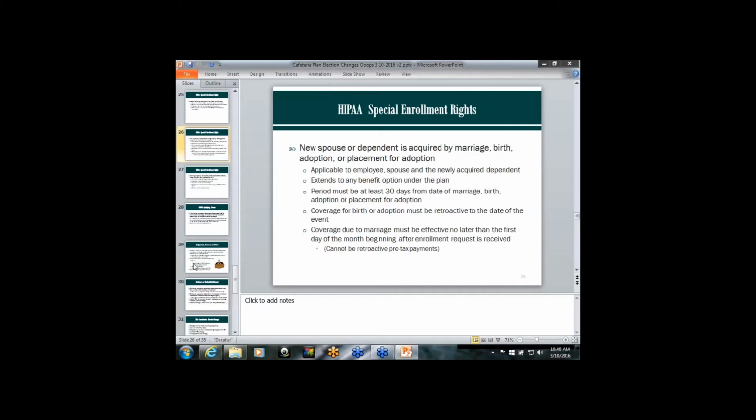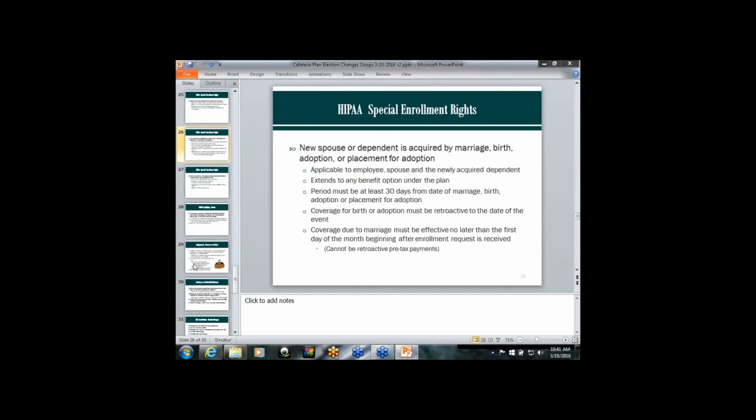If you're gaining a spouse, you cannot make the pre-tax retroactive. So my example, I got married June 1st. I come in and tell you on June 20th. Well, you know, I got married on June 1st. I want to put my spouse on the plan. The plan says, the group health plan says, yep, I can enroll my spouse as of June 1st. Since pre-tax can only be prospective, when that employee goes to pay for that spouse's coverage, they can only pay for it on a post-tax basis. You cannot retroactively terminate gaining a spouse through marriage.